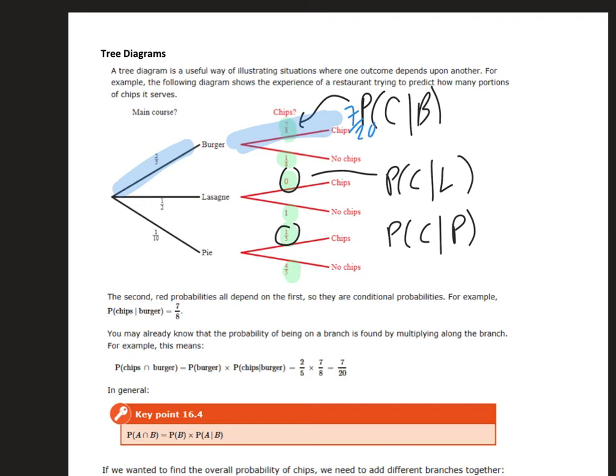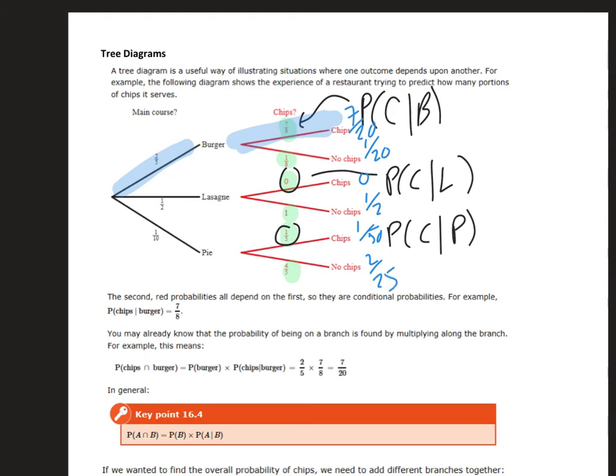I would get 1 over 20. I would get 0. I would get a half. I get 1 over 50. And I would get 4 over 50. I'm just seeing if I can simplify that. I obviously can. 2 over 25.